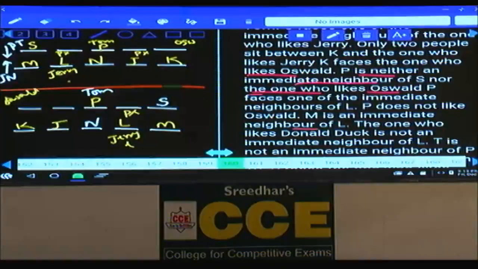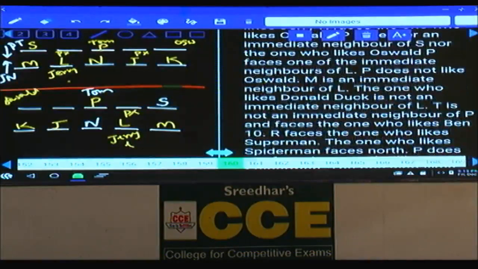Next one, T is not an immediate neighbor of P. As T is not an immediate neighbor of P, T must like Oswald. Also T is at this end. T is not an immediate neighbor of P and faces the one who likes Benton. T faces the one who likes Benton, hence Benton is K. Here also Benton is K.